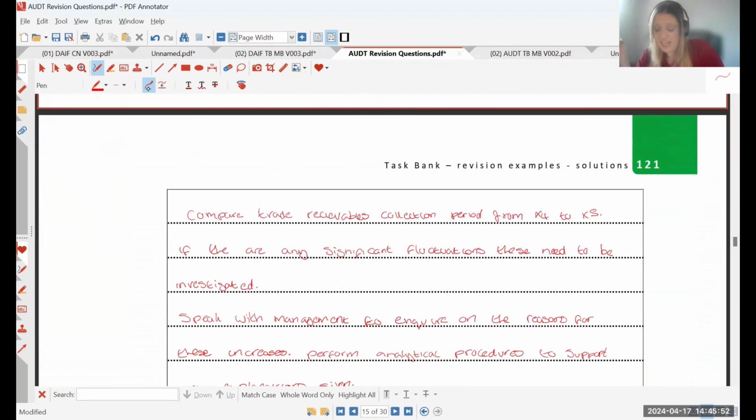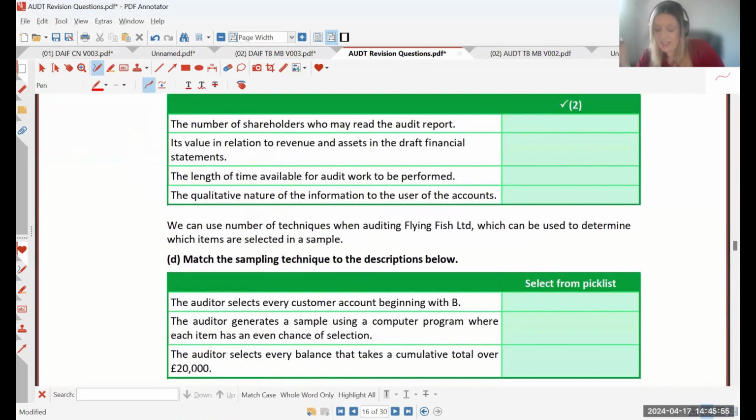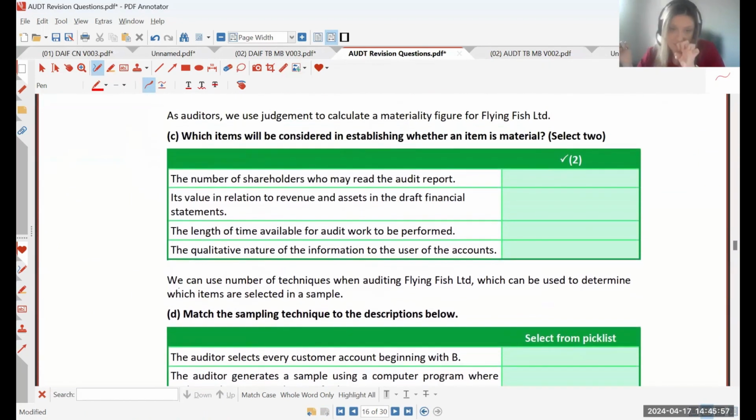And then we just get a couple more nice multiple choice tasks. So first of all, as auditors, we use judgment to calculate a materiality figure for Flying Fish Limited. Be really clear on materiality. So what we're thinking of here is the financial statements, they are prepared and they are used by decision makers. So maybe external stakeholders, the bank, investors.